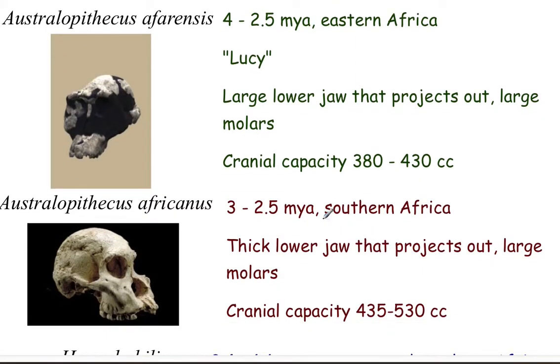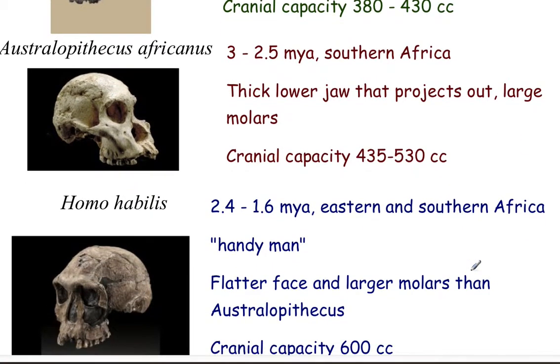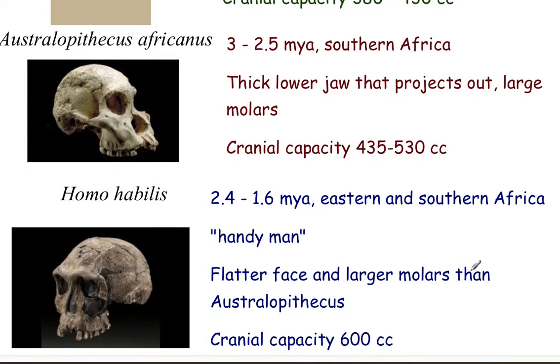Next is Australopithecus africanus, which existed now just 3 to 2.5 million years ago, and this one was found more in southern Africa. So it also has a thicker jaw that still does project out. It does still have larger molars, and then the cranial capacity is slightly larger, but not a huge significant jump from the previous species. Next, we get into the next clade or next genus, Homo.